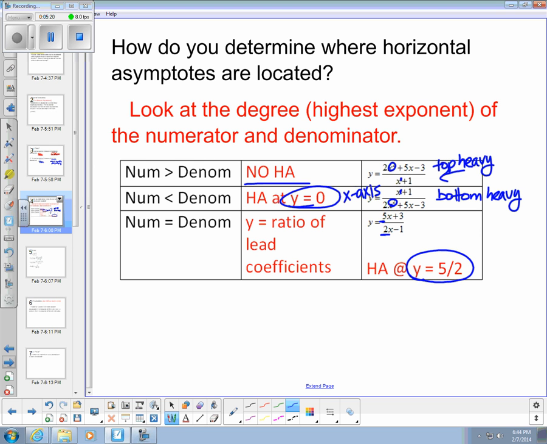Now remember, when we're writing down where the asymptotes are located, we always need an equation. Horizontal is y equals. If it's a vertical asymptote, it's x equals. We need this to be the equation of a line.